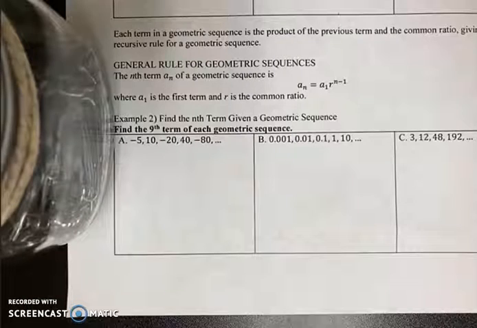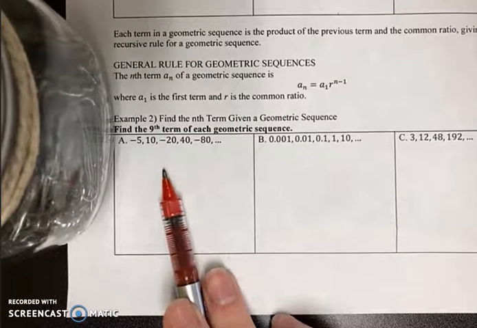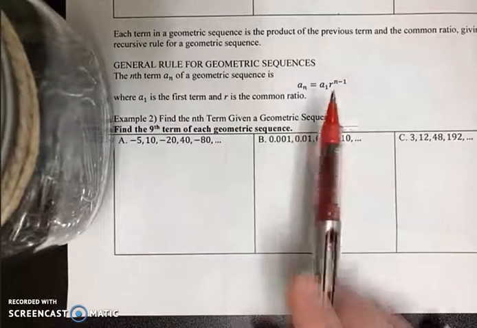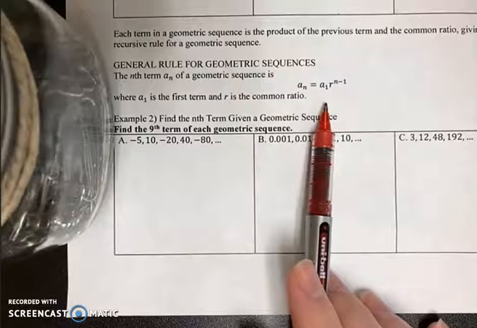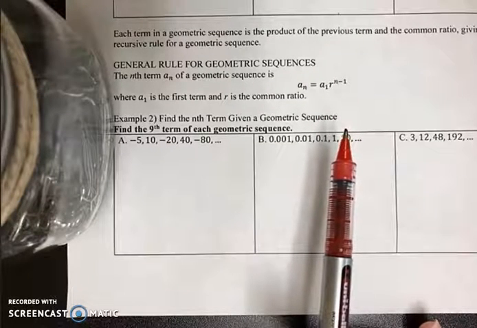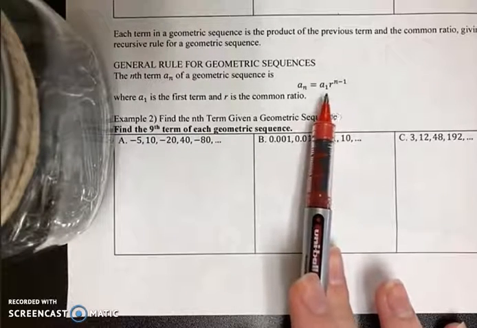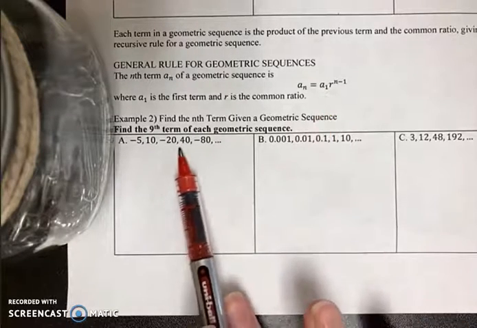Once you identify a pattern, you could keep applying that pattern until you get to a desired term. But let's say I wanted to know what is the 500th term in this sequence. You don't want to do this 500 times. It would be helpful to have a rule that you could just plug it into in order to find the term. So we're going to show you how to use a general equation to find an nth term.